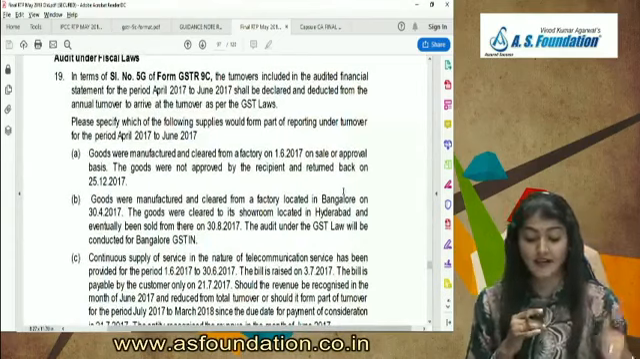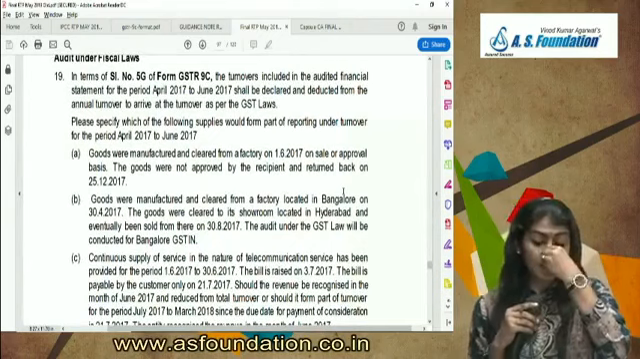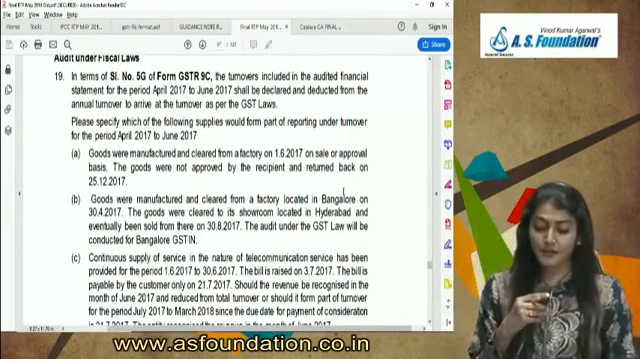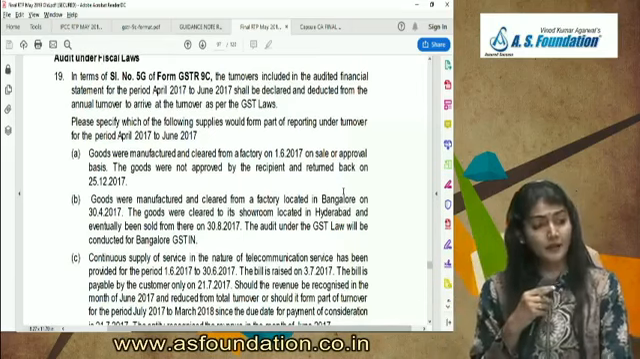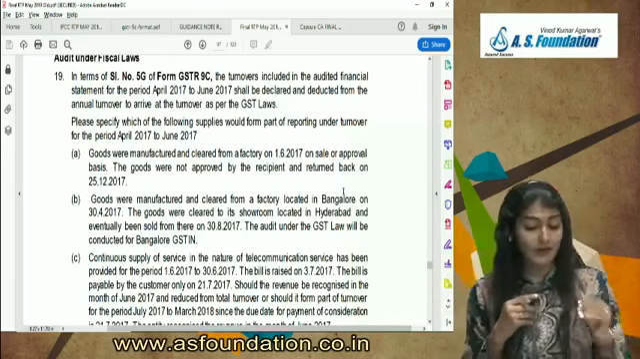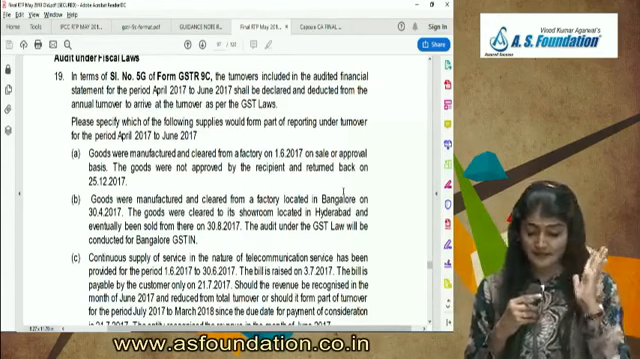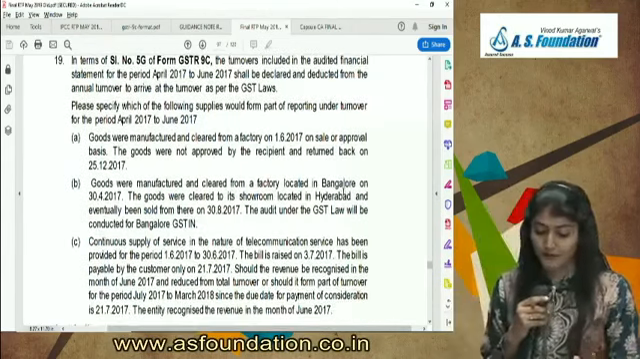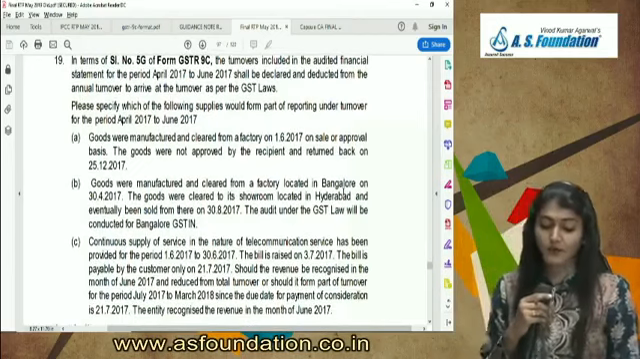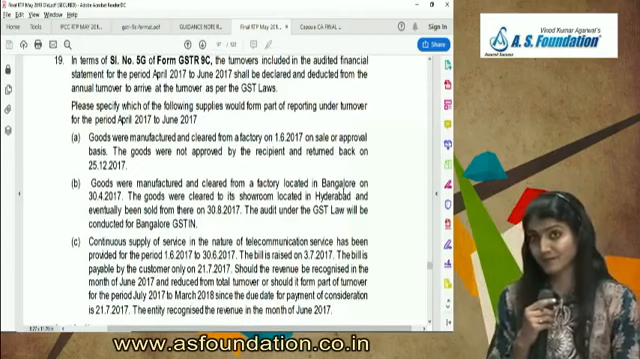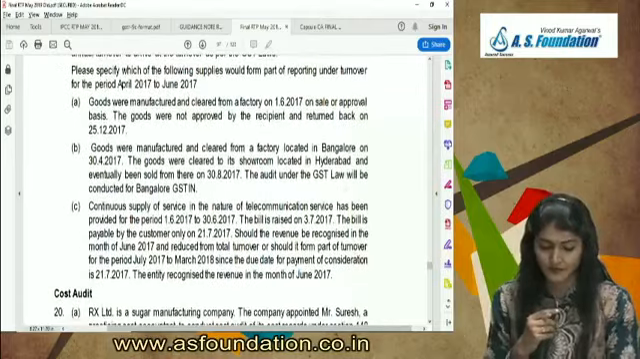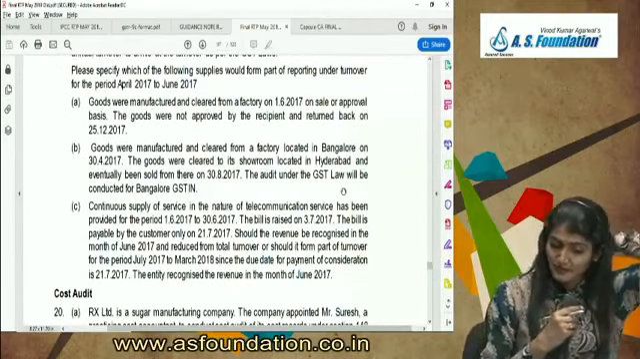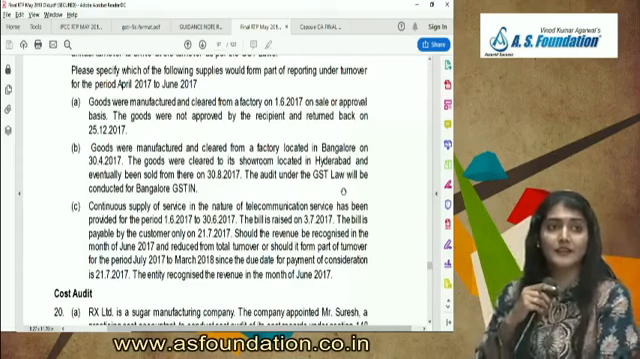of form GSTR9C, the turnover included in the audited financial statements from the period April to June shall be declared and deducted from the annual turnover to arrive at the turnover as per the GST law. Please specify which of the following supplies would form part of the reporting under turnover for April to June. So read. Which will you reduce from the turnover as per the audited financial statements? RTP May 19 question.